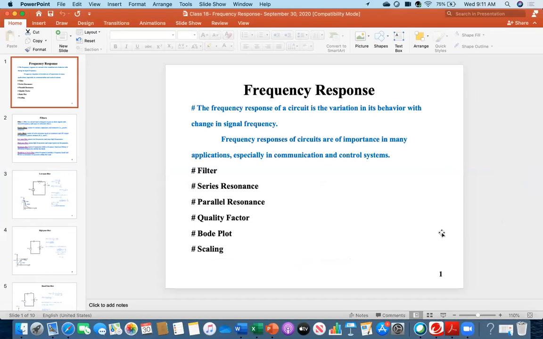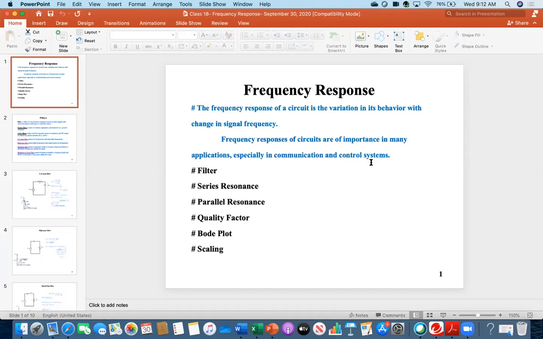The chapter title is Frequency Response. So this is the new chapter, and as I said, this is a very important chapter. The frequency response of a circuit is the variation in its behavior with change in signal frequency. This means that you have a circuit, and if the frequency changes, for example, here the frequency is 60 hertz, but if the frequency goes higher, then how does the circuit behave? That is the frequency response. And that is very important.